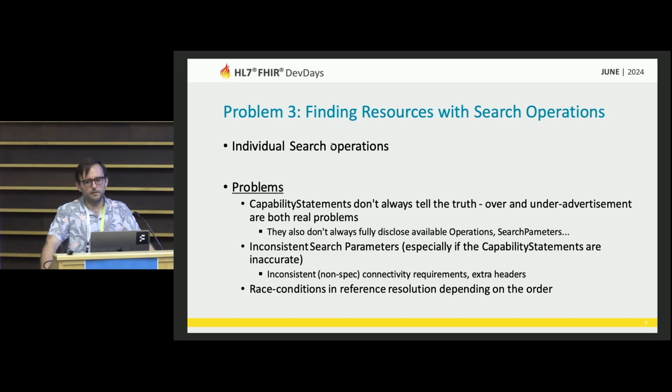Here's an annoying one. There is no way in a capability statement for the server to advertise the maximum count available. So if you want to use the search result parameter _count, there's no advertisement for that. But fortunately, we've made a suggestion to build support for that, which was recently accepted.